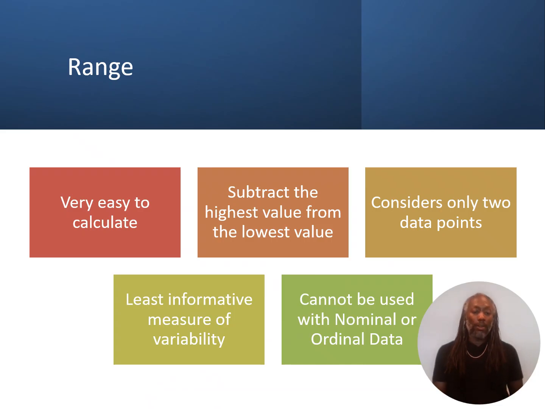The range is very easy to calculate. All you need to do is to take the highest value in your data set and the lowest value in your data set, and you subtract that low value from the high value, and the value you get back is the range. It only considers two data points in your entire data set, and so as a result, it's one of the least informative measures of variability.